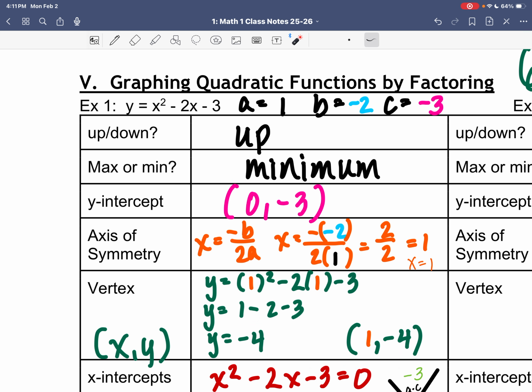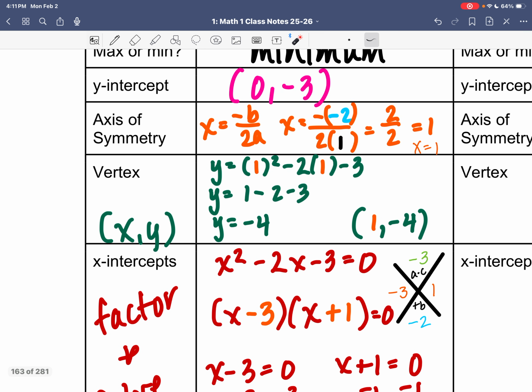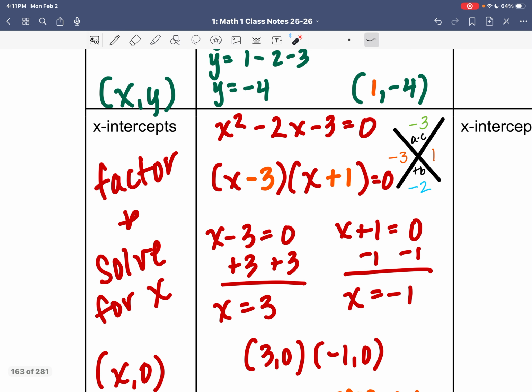So now we're adding one more part to this. Now we're looking for the x-intercepts. To find the x-intercepts, what you do is you take your original equation, set it equal to 0. You're going to factor and solve for x. So do our a times c, which is 1 times -3, but it needs to add together to get -2. So when you find the factors that multiply to give -3 but add to give -2, you've got -3 and 1, and then you have your two factors.